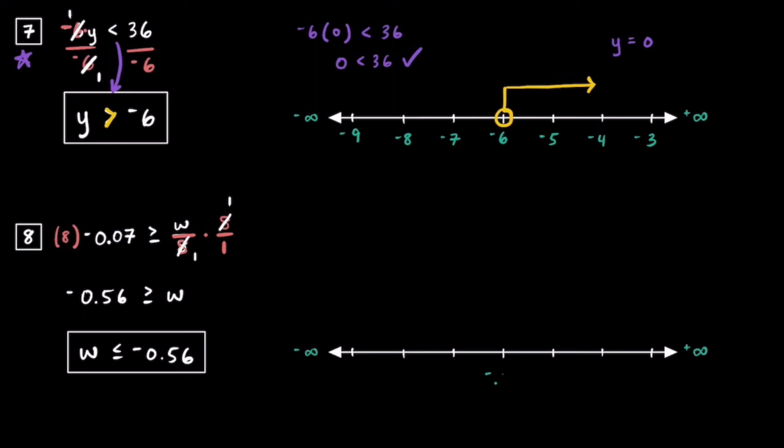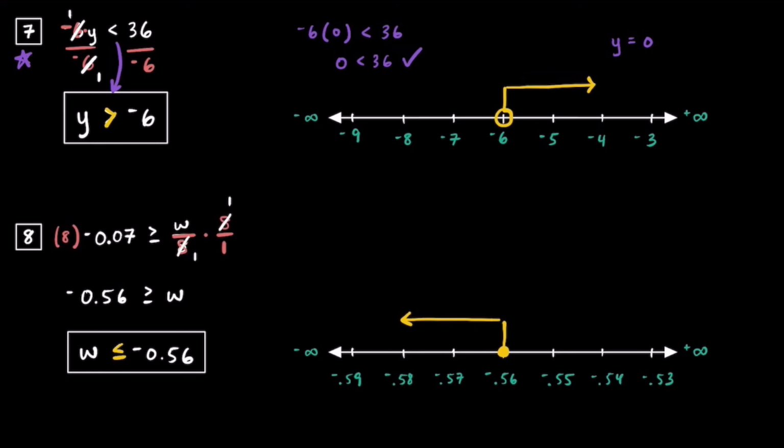Graphing this, I'm going to put negative 0.56 in the middle, negative 0.55, negative 0.54, negative 0.53. Those are our values that are bigger. Then to the left, we have negative 0.57, negative 0.58, and negative 0.59. Since our inequality symbol is less than or equal to, we're going to put a filled in circle right in the middle of this number line. And since w has to be less than or equal to it, let's put this arrow pointing in the left direction to values that are less than it.